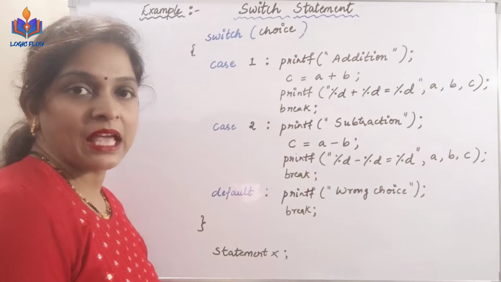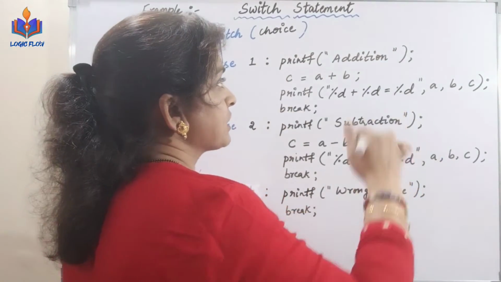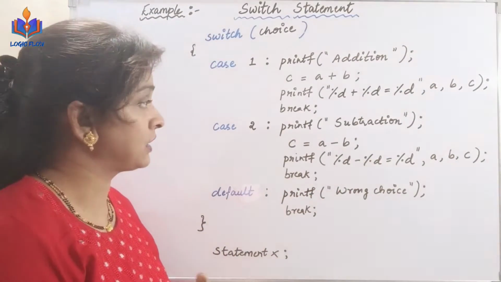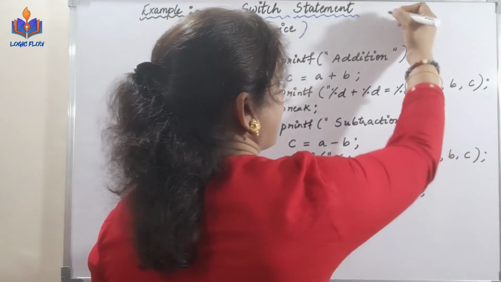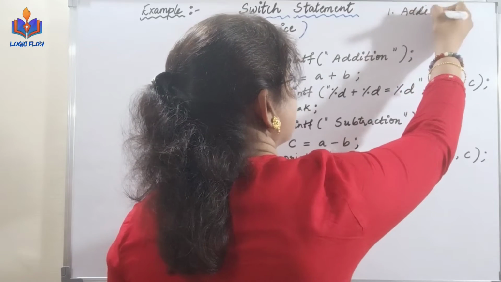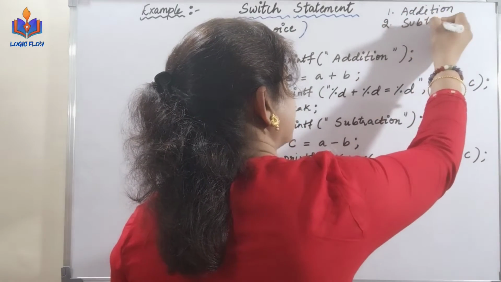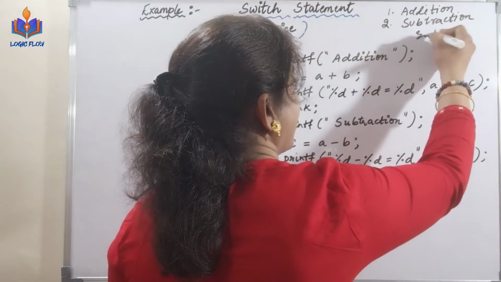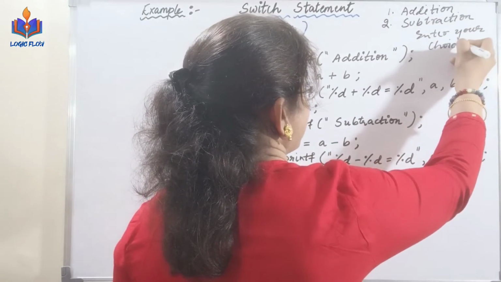So let us see a small example on the switch statement. Assuming you have taken the choice, we have given a prompt message. I have not written the complete program, only the part of the program I have written. So here I have given a choice using printf. Say the first choice is addition, the second choice is subtraction, and I am prompting the user to enter the choice. So I just say enter your choice. This will be my message.